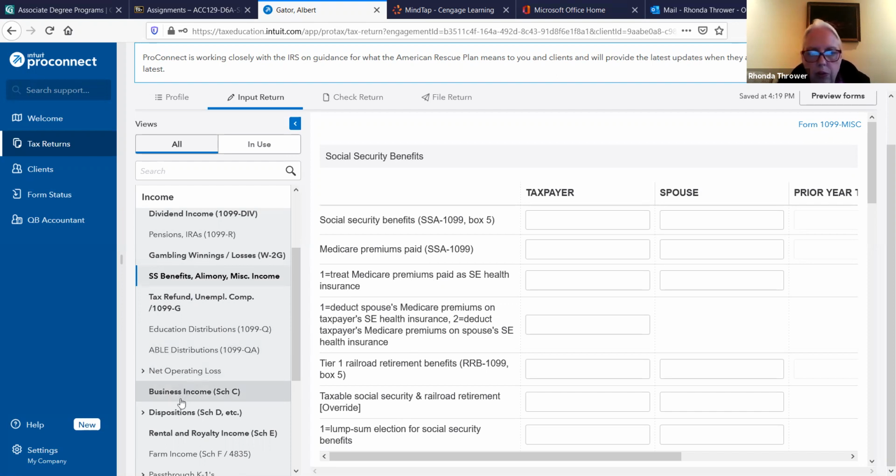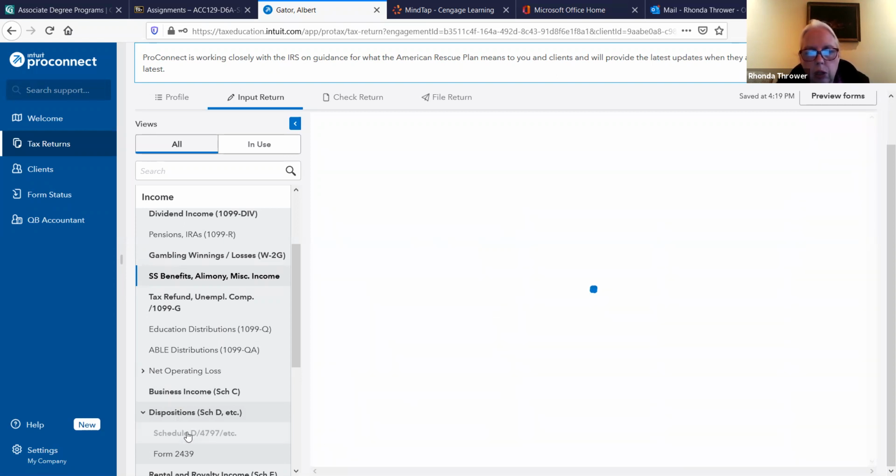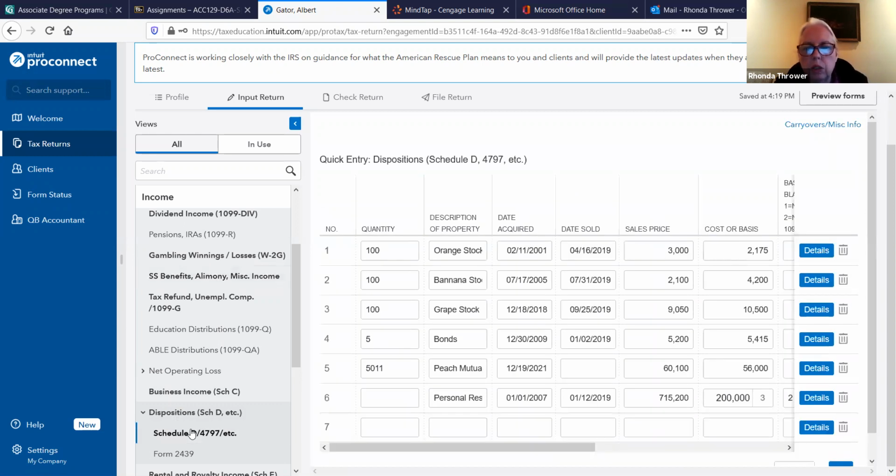Business, oh, no, that's Schedule C. Dispositions. This is going to record the sale of your investments, or Schedule D. It's got some other things associated with it too. So I want to record this in Schedule D. So I clicked on that to expand this menu to where it says Schedule D. I'm going to click on Schedule D.